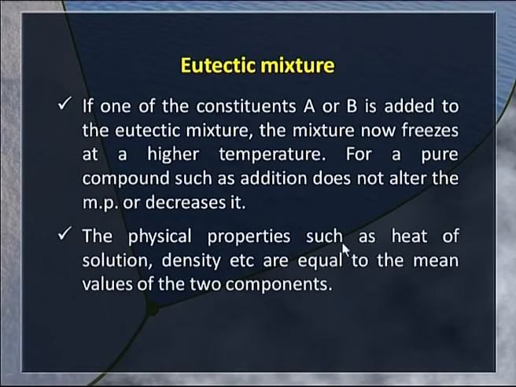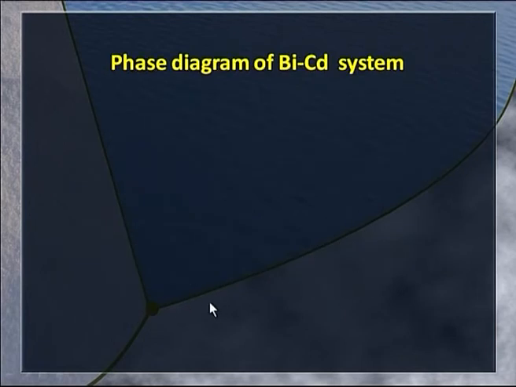The physical properties, if you look at them, are almost the average values of the properties of the individual components. The properties such as heat of solution and density are equal to the mean values of the two components.